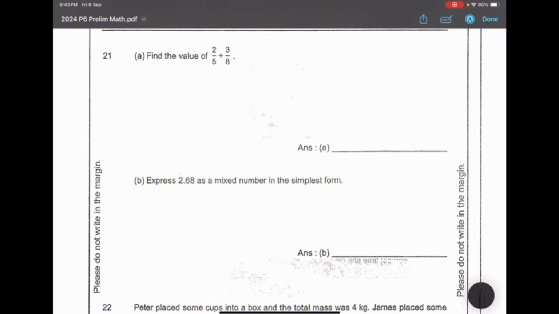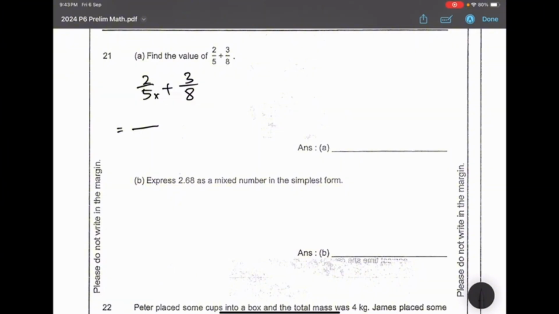Okay, next question. We have question 21a. It says find the value of 2 over 5 plus 3 over 8. Whenever we are adding fractions, the first thing we want to do is to make the denominator the same. To find a common denominator, right off the bat, I know that my common denominator is 40.